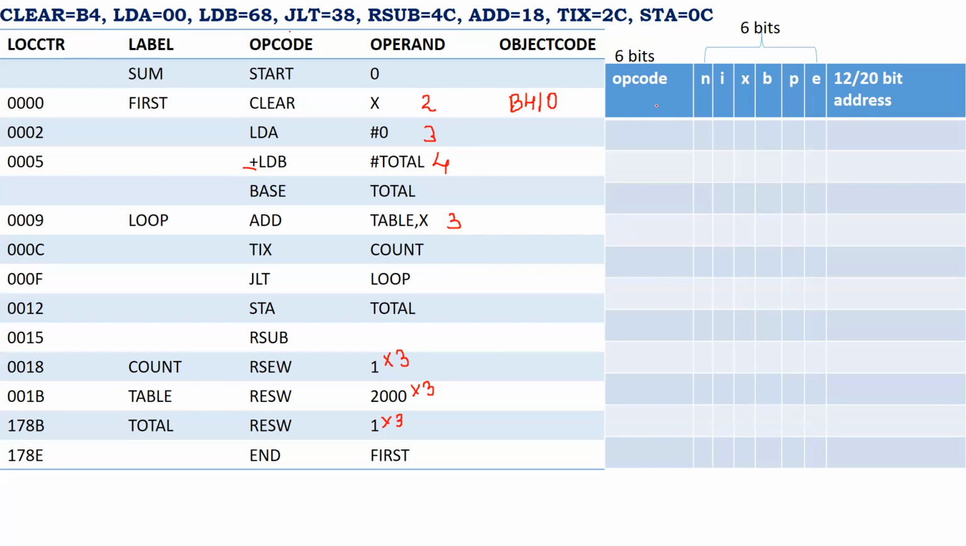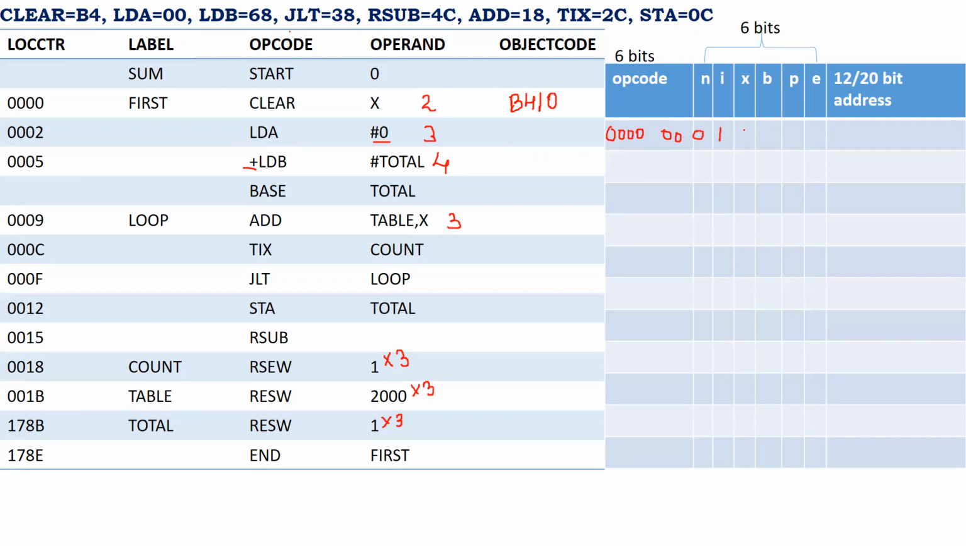Now let us write the opcode for the instruction. We have LDA. LDA is 00. So it is 000, and we need to fill the opcode in 6 bits, so 000000. Now it is immediate, hash 0 is there. So it is immediate, which means I is set to 1 and N is 0.